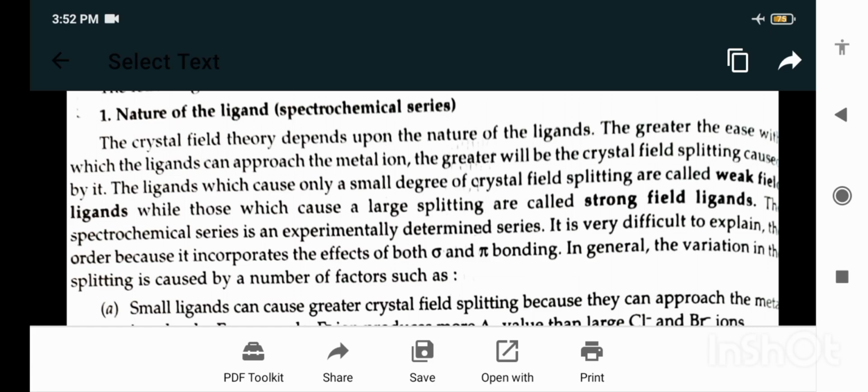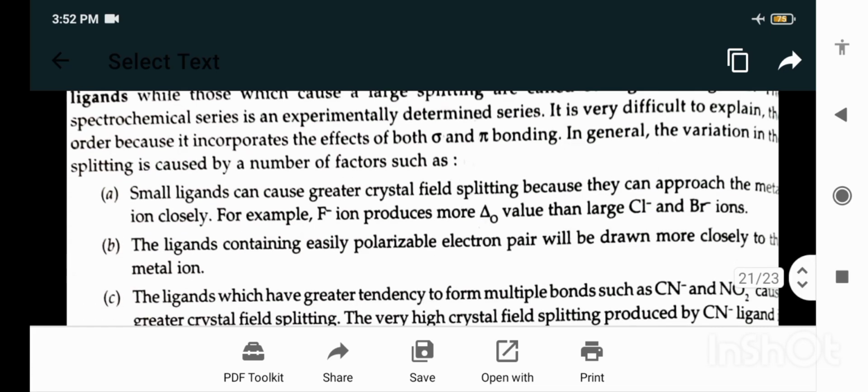The spectrochemical series is an experimentally determined series. It is very difficult to explain the order because it incorporates the effects of both sigma and pi bonding. In general, the variations in the splitting are caused by a number of factors, such as small ligands can cause greater crystal field splitting because they can approach the metal ions closely. For example, F negative ion produces a more delta naught value than the large chloride and bromide ions.